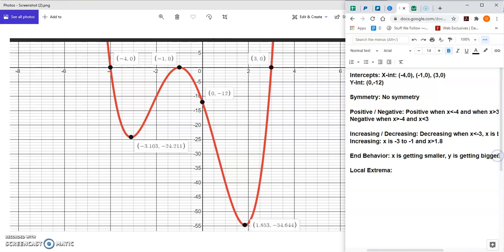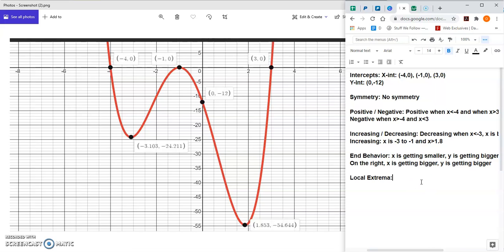Okay, so for the other end, on the right, x is getting bigger because it's going to the right, and y is also getting bigger because it's still going up. And there's your end behavior. All right, folks, we're almost done.